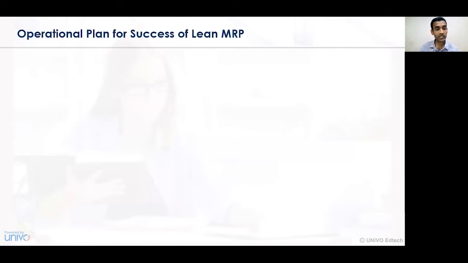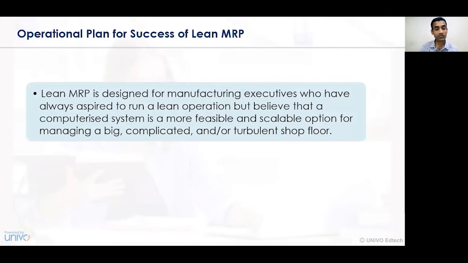Now let's understand the various operational plans for the success of lean MRP. For a successful lean MRP implementation, which is designed for manufacturing executives, we must always aspire to run lean operations, but believe that a computerized system is more feasible. So we must have a proper computerized system which offers a feasible and scalable option for managing a big, complicated and turbulent shop floor.